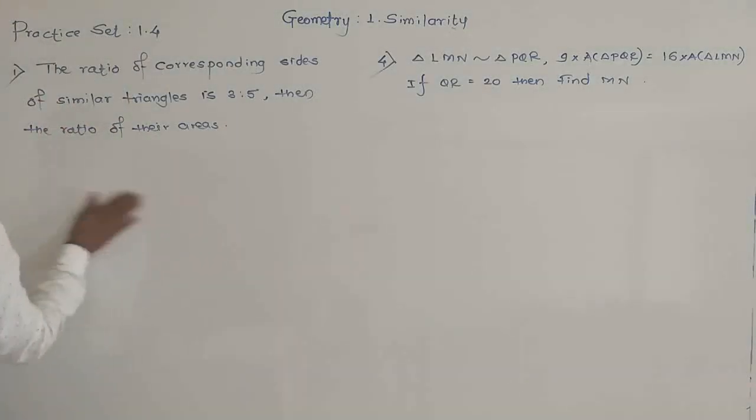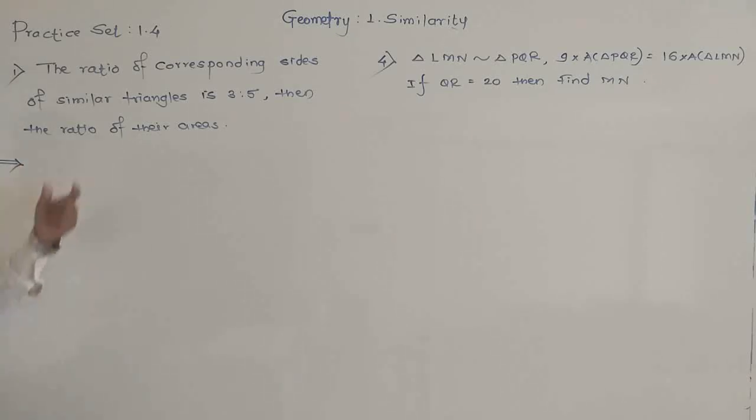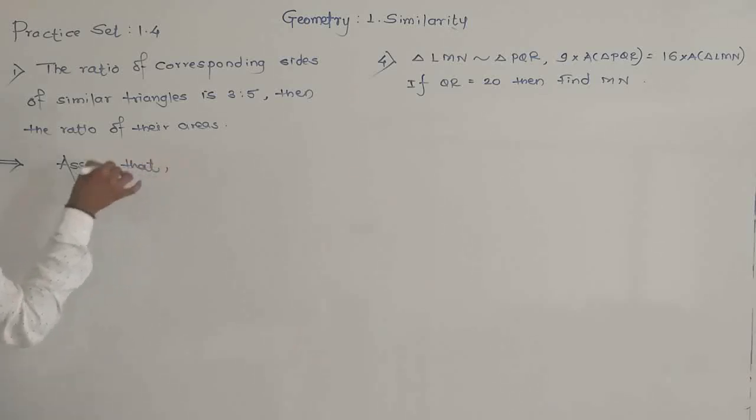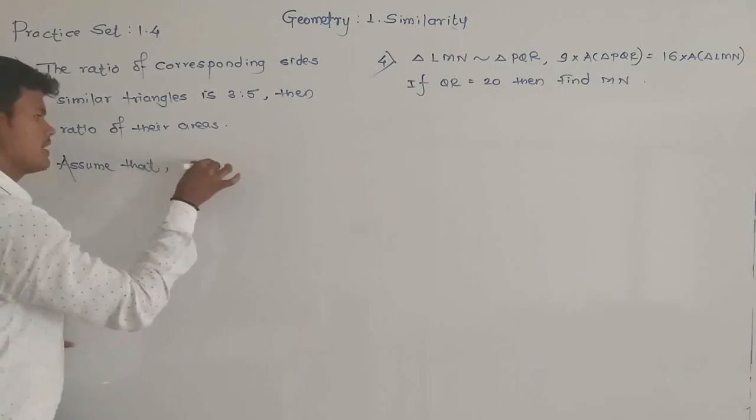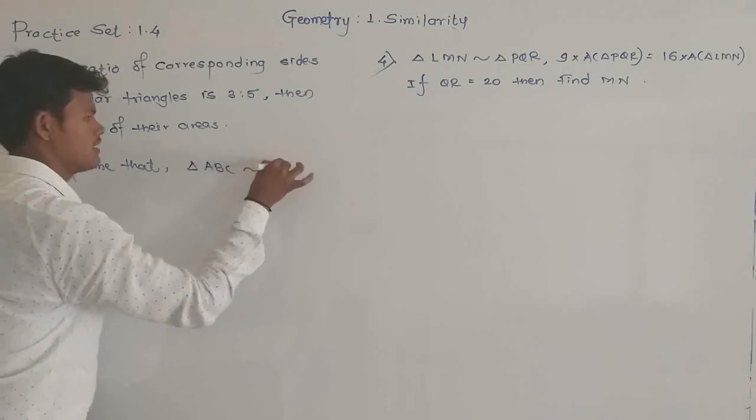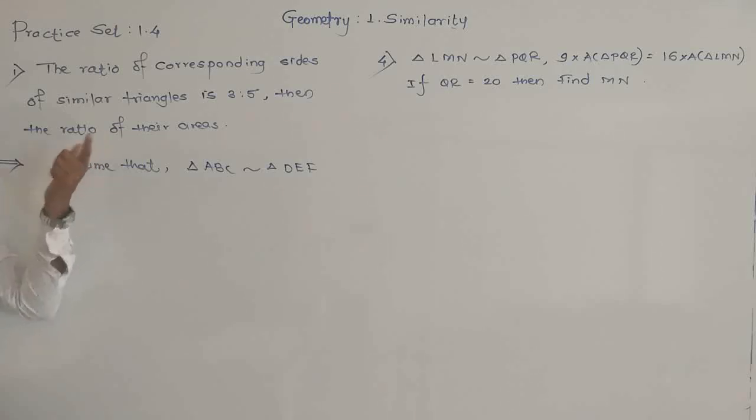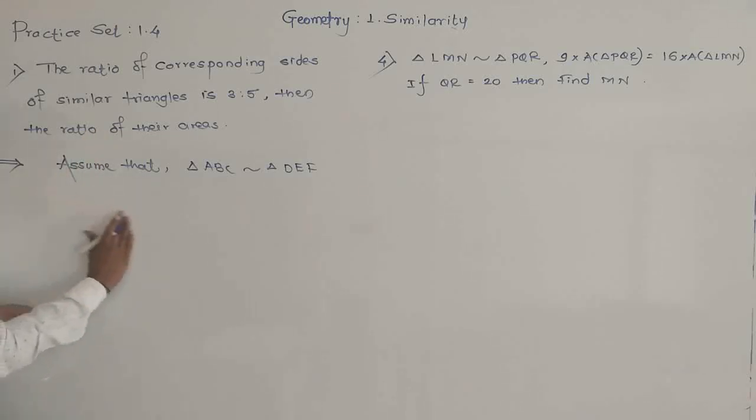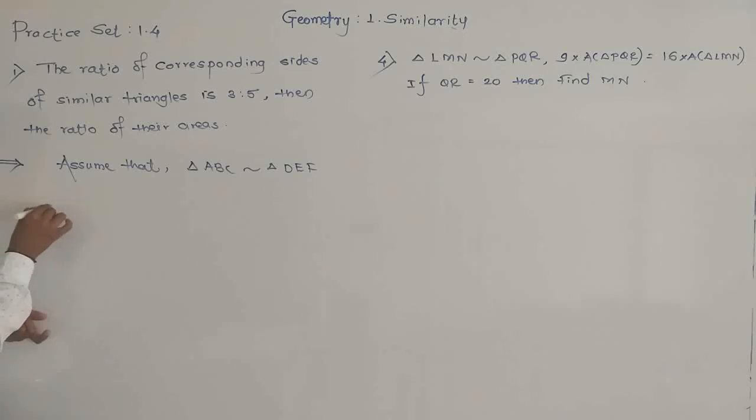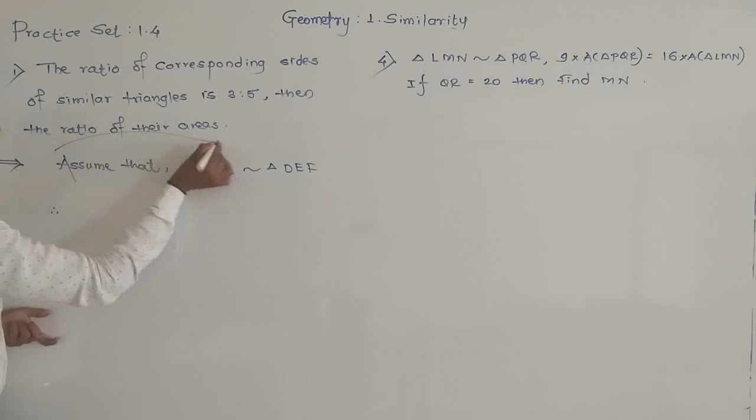That means two triangles are similar, this condition is given. For that, assume any two triangles, because we have to find their areas. So assume that triangle ABC is similar to triangle DEF, and also given the ratio of corresponding sides. So now apply the theorem of areas of similar triangles, because we have to find the ratio of their areas.